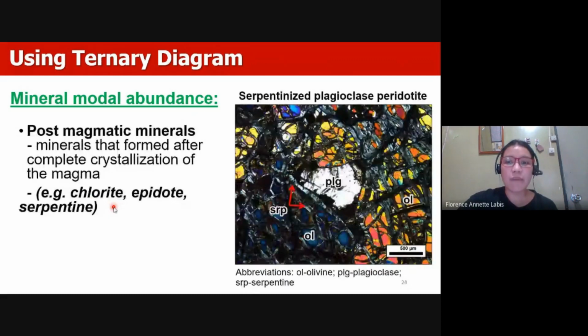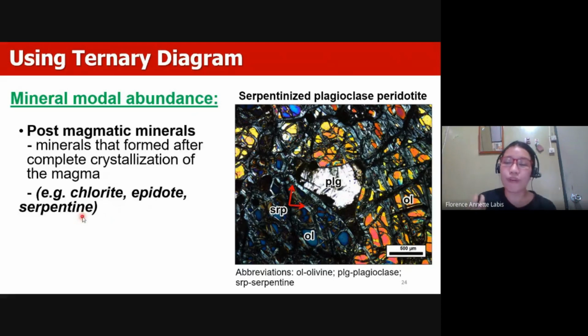And the other type of mineral is what we have here, the post-magmatic mineral. So this mineral formed after complete crystallization of the magma. It means kaya siya sinabing post-magmatic because after the crystals or after the rock has formed, after its magmatic processes, no? So post siya, so that means it has something to do with the alteration, or it could be a hydrothermal mineral. So we have examples here such as chlorite, epidote, and serpentine.